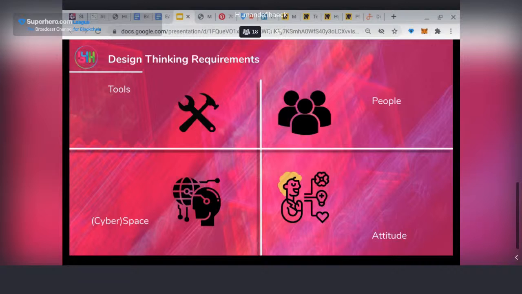And last but not least is the attitude. As I told you before, it could be very chaotic, but I promise you that it delivers results.